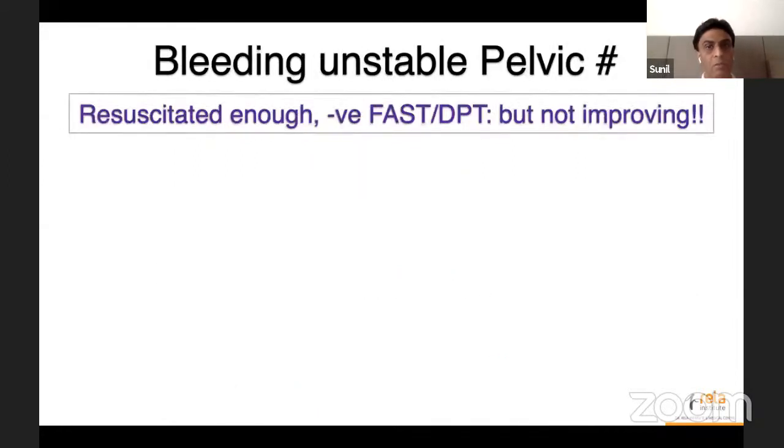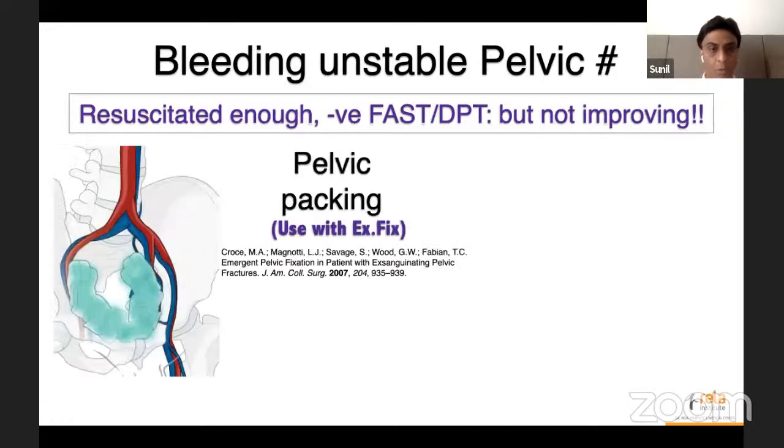So you have done a FAST, it is negative for an abdominal bleeding, you are resuscitating continuously following your transfusion protocols, but the patient's hemodynamic instability is still not improving. So what to do next? At this point, you need to think about achieving definitive control of the massive bleeding. There are two ways to do it.